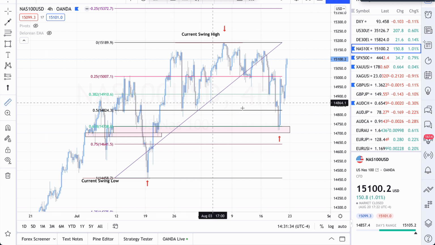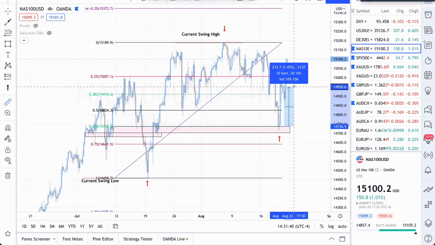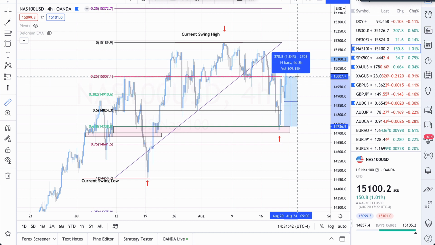Look at the move it made. Even if you take it here, not even at the wick, from 618. If you would have gotten out at the 25%, that's 270 points on NAS. If you're on the traditional broker, that's $271, give or take. Y'all see how that works?